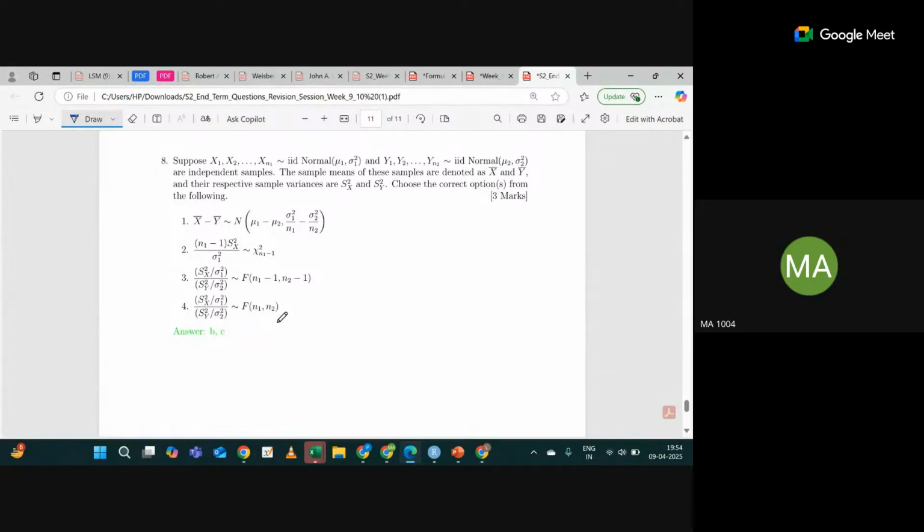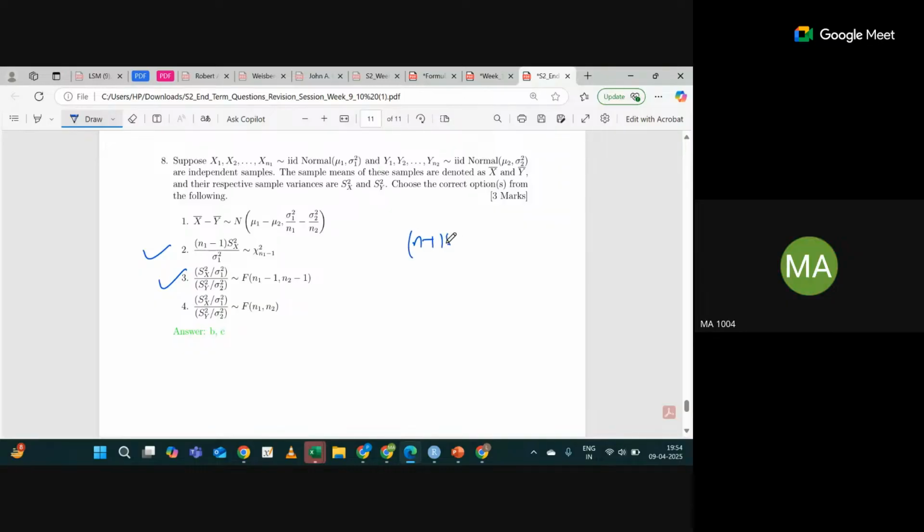So you have two IID samples, both independent, and the sample means are denoted by X bar and Y bar. Tell me why options 2 and 3 are correct. Option 3 is correct because of the definition. And why option 2? This is also the definition of the chi-square statistic, right?